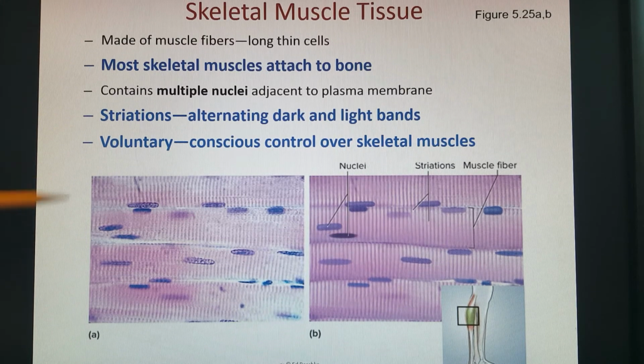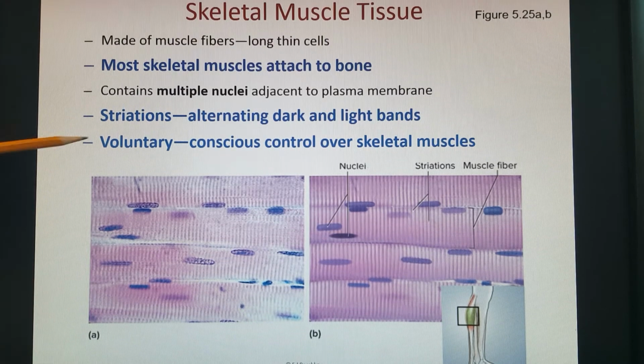Another feature is the striation. So these are the little stripe patterns there. We'll talk about this more in the muscle system chapter, but the striations are caused by alternating dark and light bands, and this is based on the fiber proteins that are inside those cells that actually are what allows the skeletal muscle cell to shorten and contract.